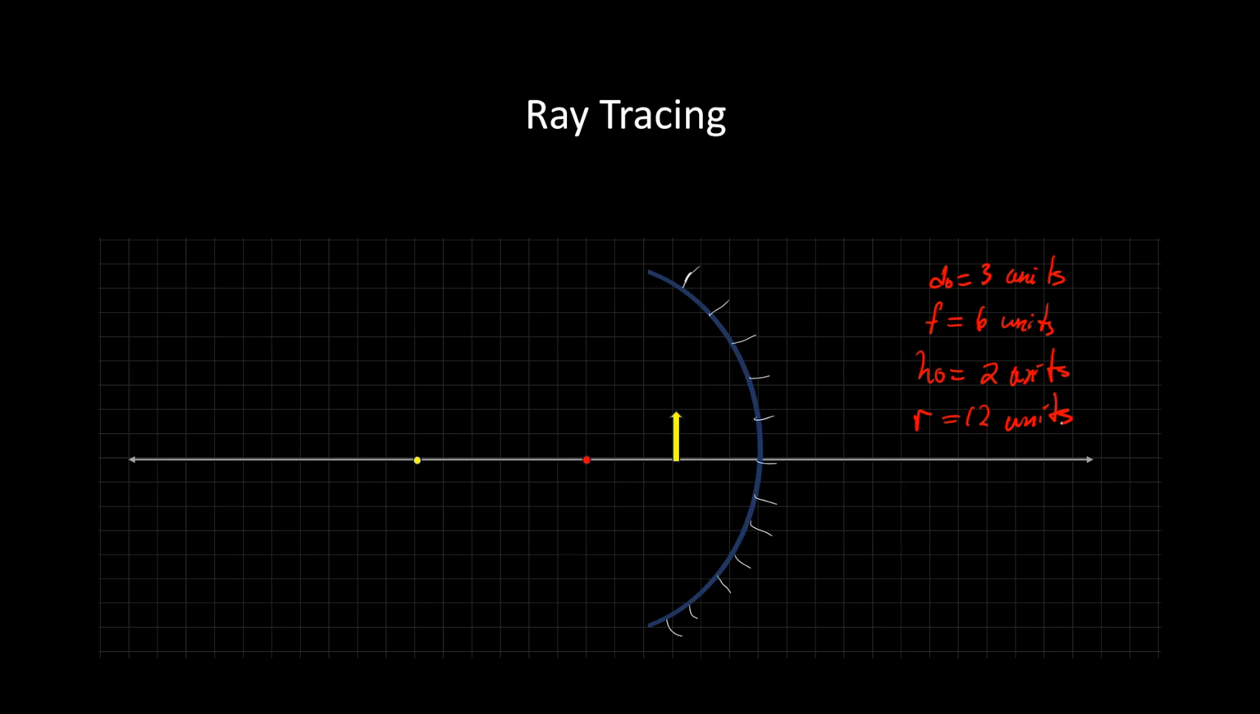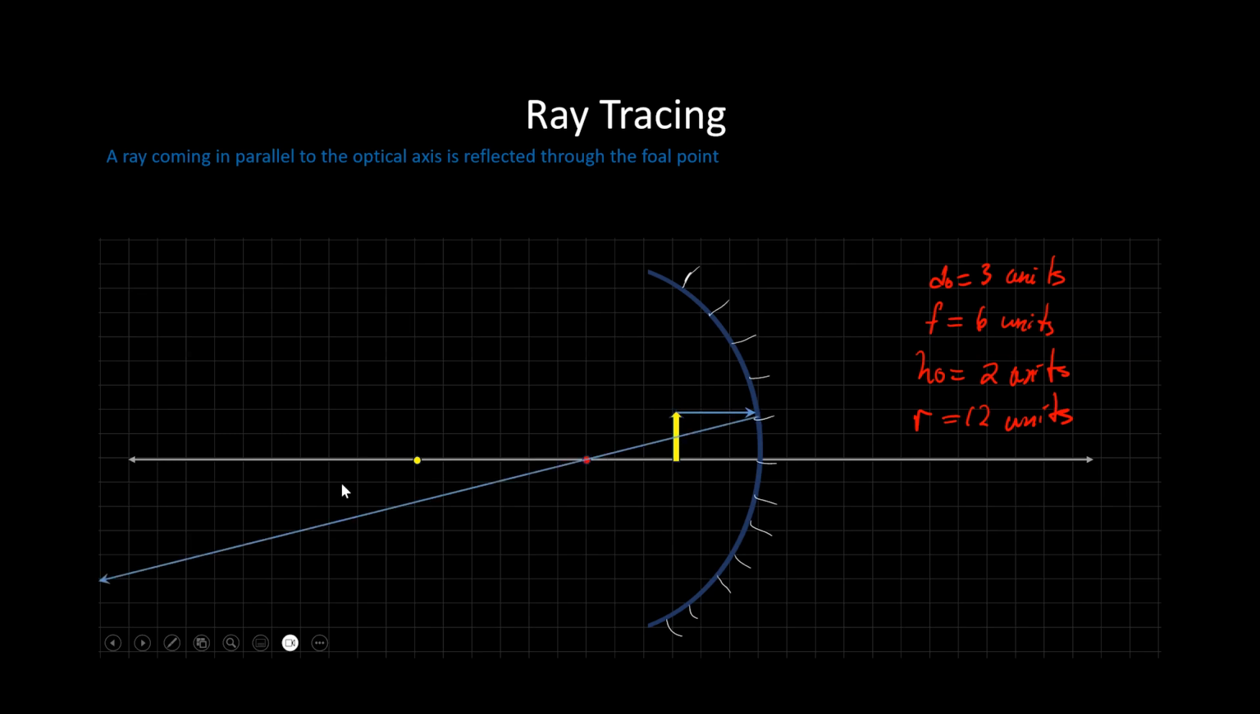So ray tracing, again, is a little bit different than lenses. The first ray coming in parallel to the optical axis reflects through the focal point. So here it is, parallel, reflects through the focal point. Oops, maybe I should remove these. I'll put them on the other side in a minute. You'll see why in just a second.